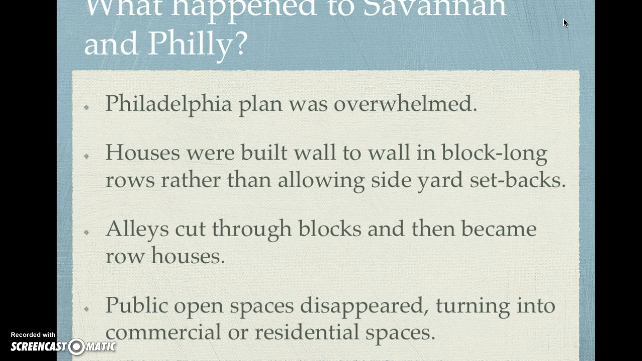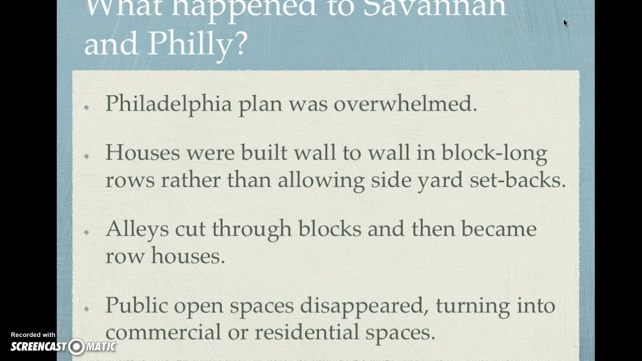Now Philadelphia, that plan that you saw a picture of that William Penn laid out, that plan was completely overwhelmed. Instead of allowing reasonable space in between buildings, instead of having houses with side yard setbacks, houses were built wall to wall, in block long rows. You get these row houses, these townhouses. Remind me, I'll show you a picture of what that looks like in class.